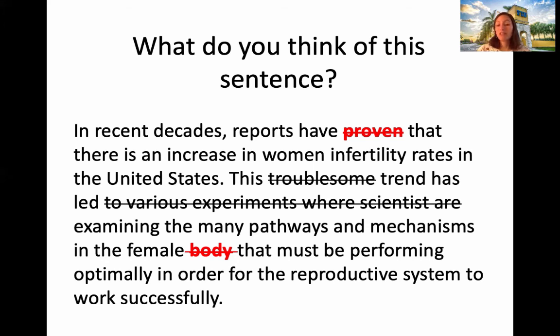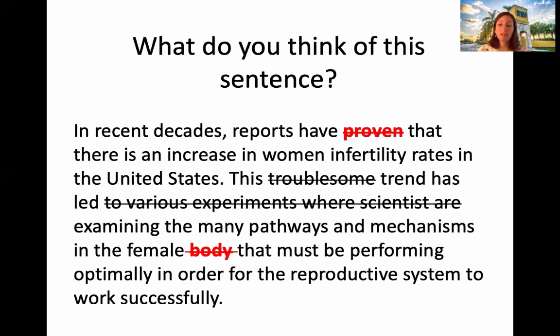I will also say that instead of saying "must be performing optimally in order for the reproductive system to work successfully", there's probably a much shorter way to say that. So how would you say this in a shorter way? What would be your way to fix this introductory sentence?